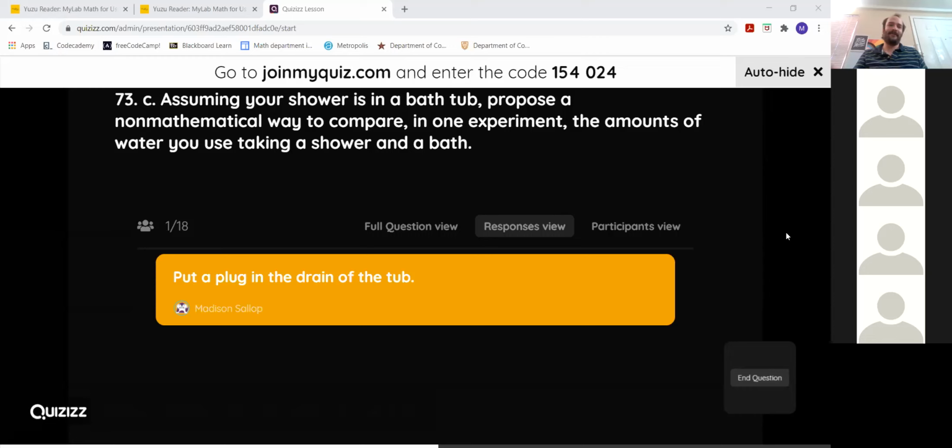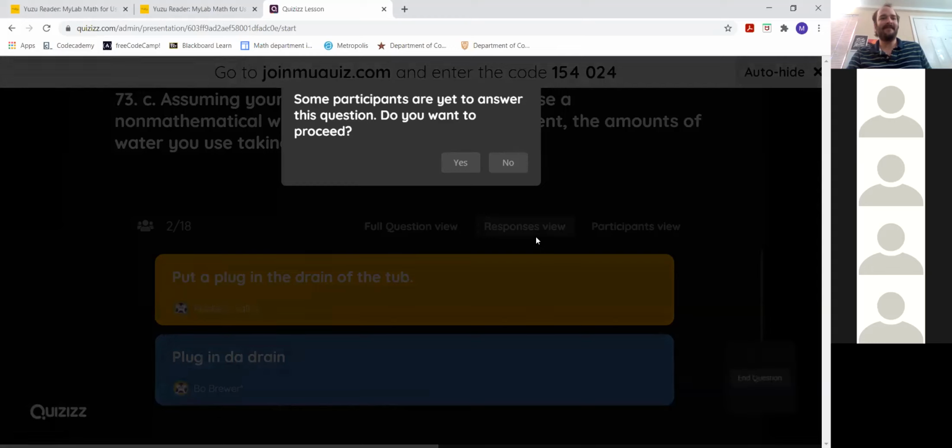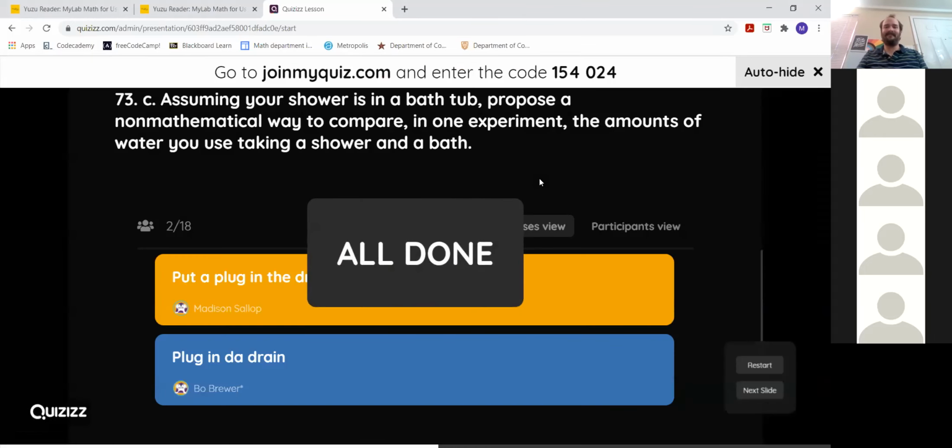I'm going to go ahead and go on with this. That's enough time on this one. You put a plug in the drain and you continue taking a shower. See if it fills up as much as it does if you take a bath. Sometimes I do that when you plug your drain. You can compare the two amounts. It's a geometric proof.